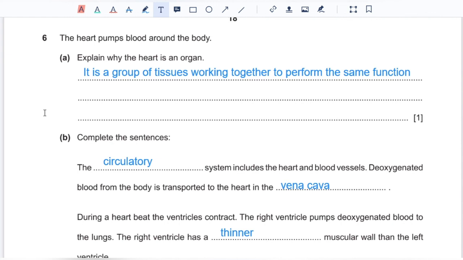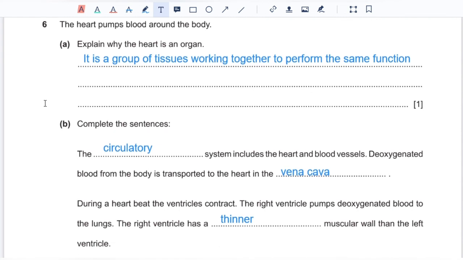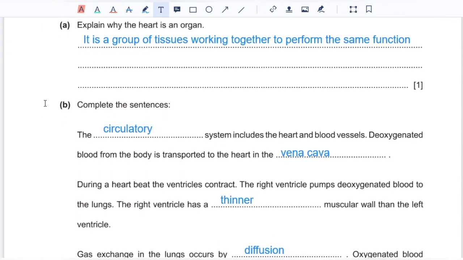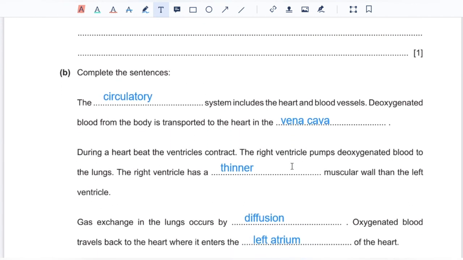B. Complete the sentences. The circulatory system includes the heart and blood vessels. The oxygenated blood from the body is transported to the heart in the vena cava. During a heartbeat, the ventricles contract. The right ventricle pumps deoxygenated blood into the lungs. The right ventricle has a thinner muscular wall than the left ventricle, and that's because the right ventricle only has to pump blood to the lungs, which is a shorter distance from the heart compared to the entire body, as the left ventricle has to pump blood to the entire body, so it's going to have a thicker wall.